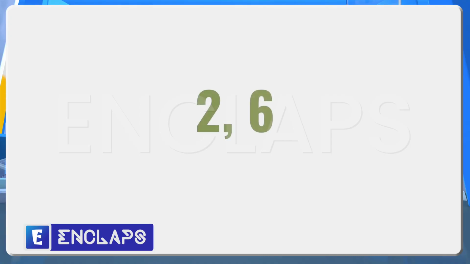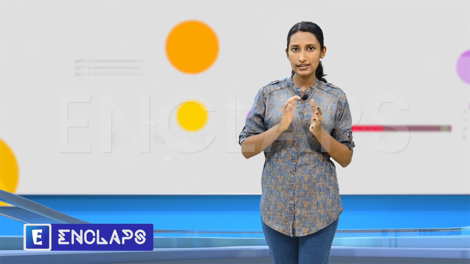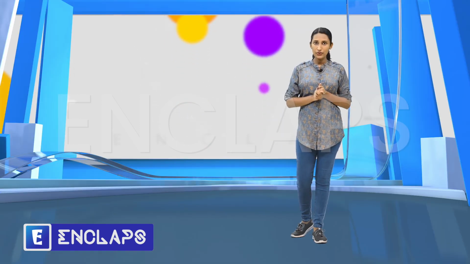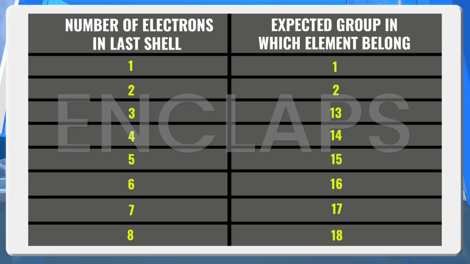So, how can we write the electronic configuration of oxygen? 2, 6, right? Okay. Here if you look at the electronic configuration of oxygen, you can see that the outermost shell contains only 6 electrons, right? First, I am going to find out the group number in which oxygen belongs. Okay. So, look at this table. Here you can see that as the number of electrons in the outermost shell is 6, it belongs to group 16 in the periodic table.